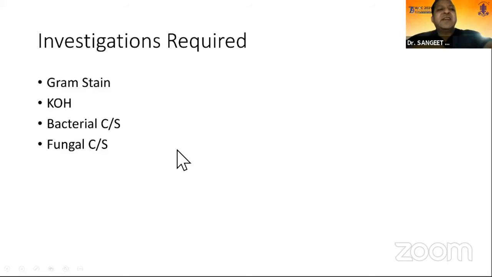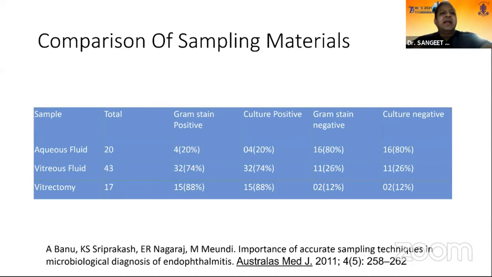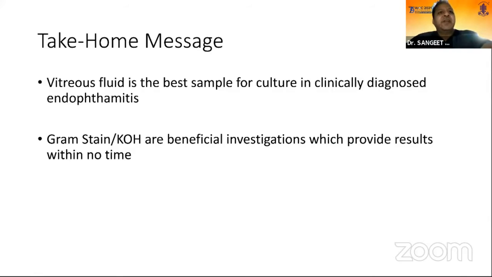So the main investigations that are required will be gram stain, KOH, bacterial culture and sensitivity, and fungal culture and sensitivity. And there have been studies in the past which show that vitreous fluid and vitrectomy fluid are the most sensitive samples. Aqueous fluid does not give you such highly positive results as compared to the vitreous fluid, and vitrectomy fluid is positive in about 75 to 90% of cases. So the take-home message is that vitreous fluid is the best sample for culture in clinically diagnosed endophthalmitis, and gram stain and KOH are beneficial investigations which provide results within no time.